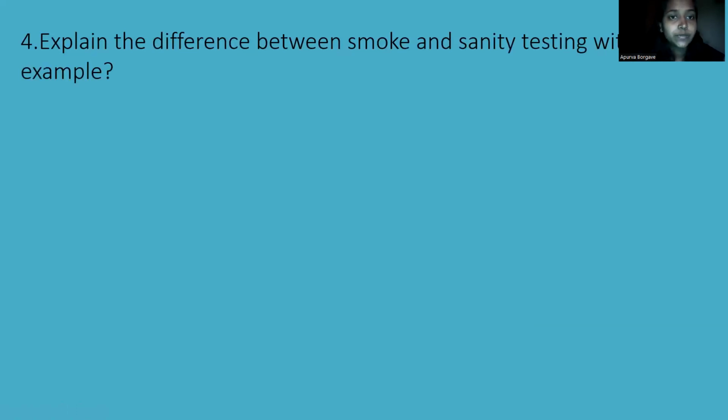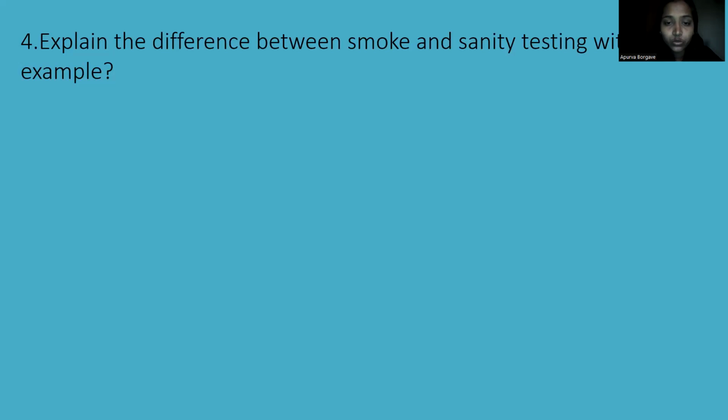The fourth question is: explain the difference between smoke and sanity testing with the help of an example. So what is smoke testing and what is sanity testing? Sanity testing is used to verify whether newly added features, functionalities or bug fixes are working fine or not. Smoke testing is used to ensure that the critical functionalities of the application are working fine or not. In sanity testing, the testing is done when the build is relatively stable. Smoke testing is done at the initial levels.